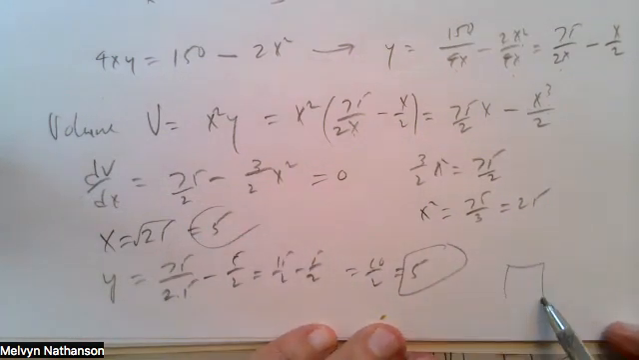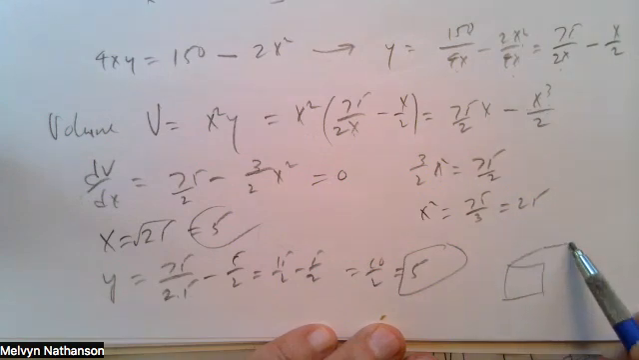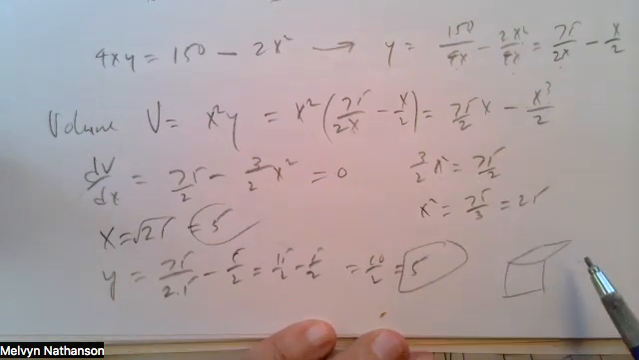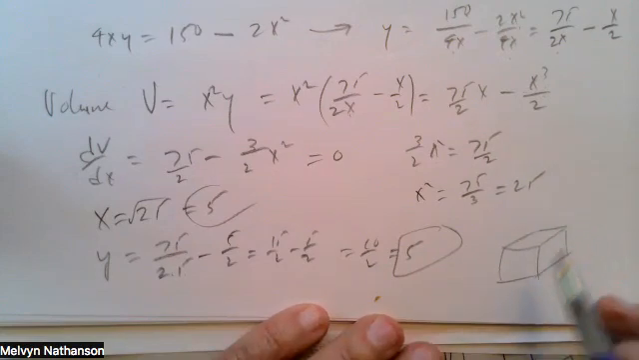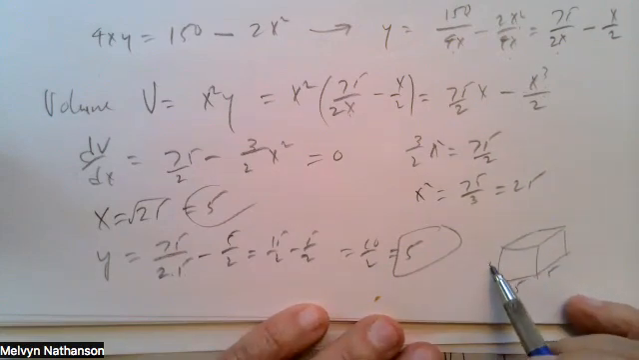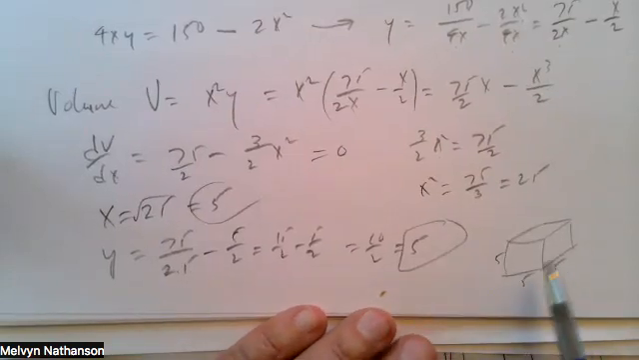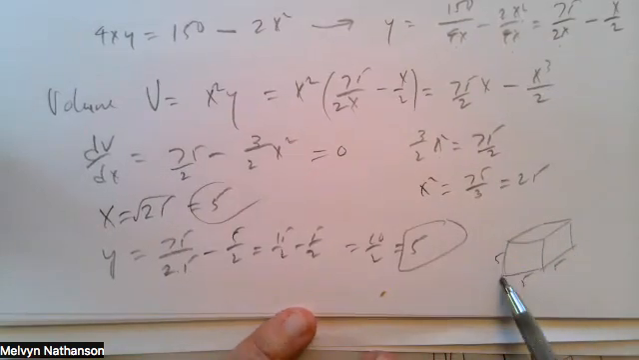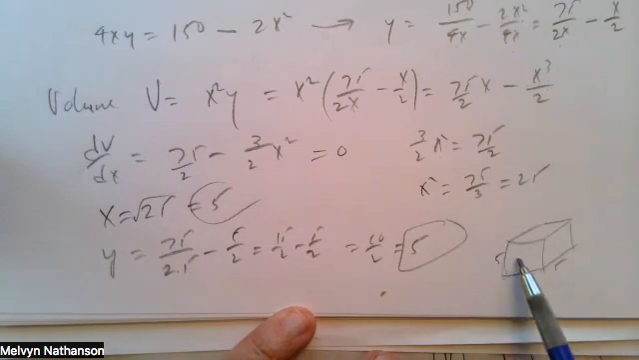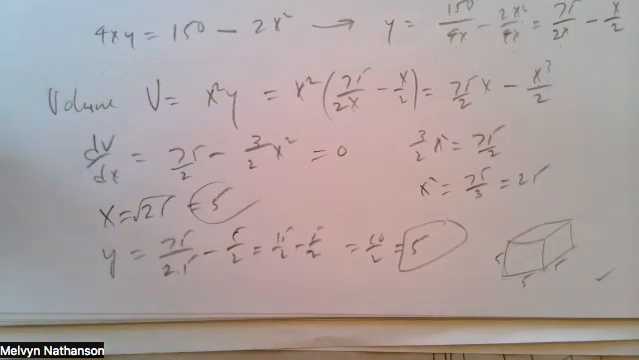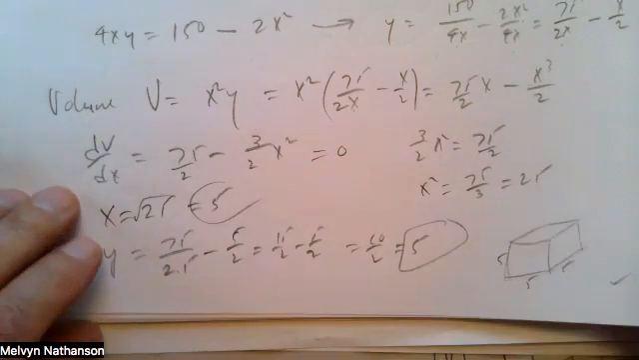So the answer to this problem is that if the surface area of a rectangular solid with a square base is 150, you maximize the volume by constructing a cube whose side is 5. And you can check: if the side is 5, each side has area 25, and there's 6 sides on the cube, and 6 times 25 is 150. So everything checks out okay. Questions about that?